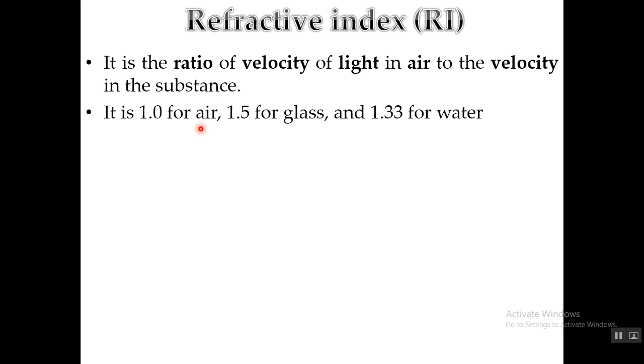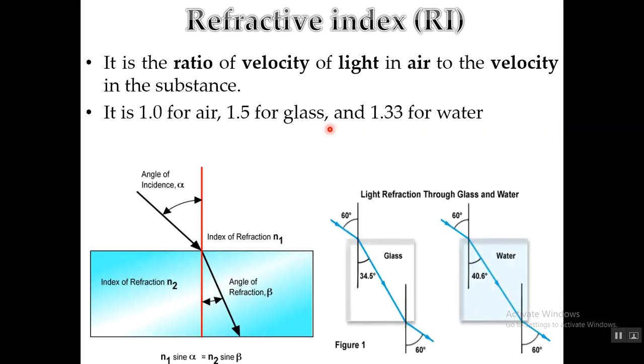So the refractive index for air is 1, because the velocity of light in air is the same as the velocity of light in air. In glass, the velocity of light in air is 300 million meters per second, but in glass it is 200 million per second. So when we divide 3 by 2, we get 1.5. So the refractive index for glass is 1.5. For water, about 1.33.